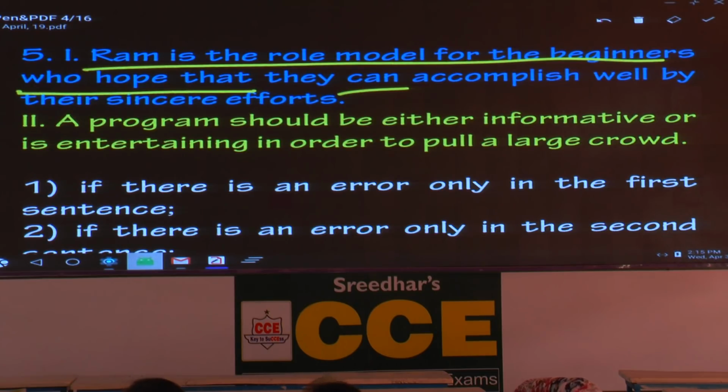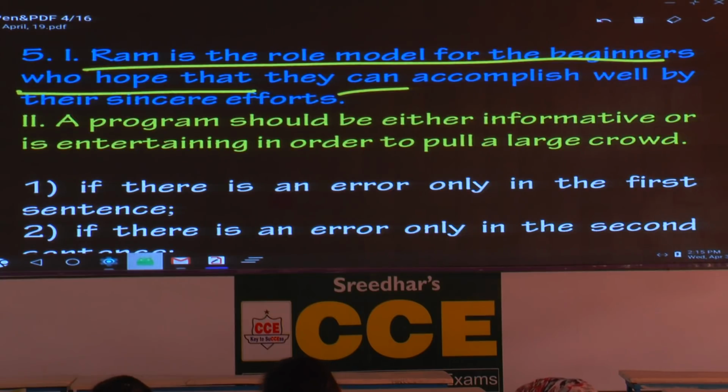Generally, we don't say they can accomplish well. We say they can accomplish a lot. They can accomplish within no time. Please write the expressions. They can accomplish a lot. Also write, they can accomplish within no time. But there is nothing wrong. They can accomplish well means properly. You can use an adverb, you can use the word well, but it is not in usage.